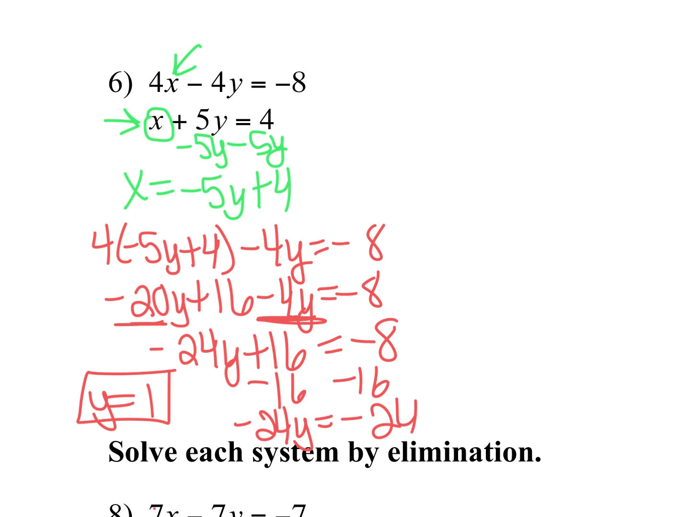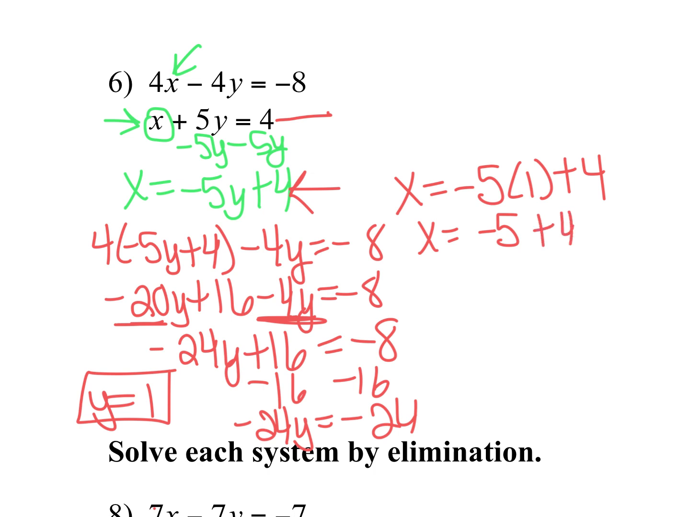So now that I know what y is, I'm going to come back up here, and I'm actually going to use this equation because I need x, and in this equation, x is already by itself. So I'm going to say x equals, and instead of y, I'm going to put 1. So x is going to equal negative 5 plus 4, which is negative 1. So just be careful with your x and y's, because if you notice on this one I solved for x first to find my y value. So my ordered pair is going to be negative 1, 1.